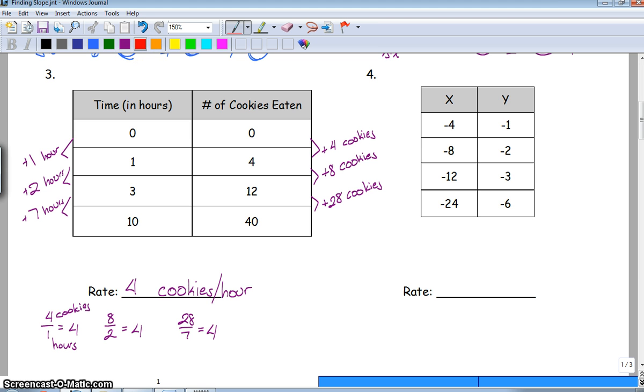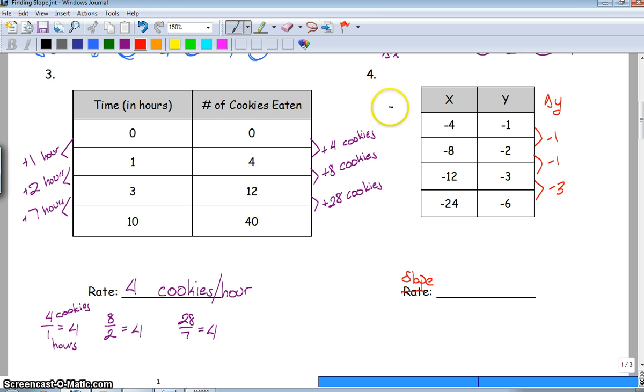Last one, we just go back to x and y values. So we are finding the slope in this case. Find your change in y, -1 to -2, down by 1. -2 to -3, down by 1. -3 to -6, down by 3.